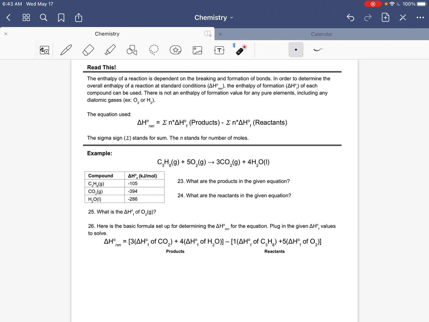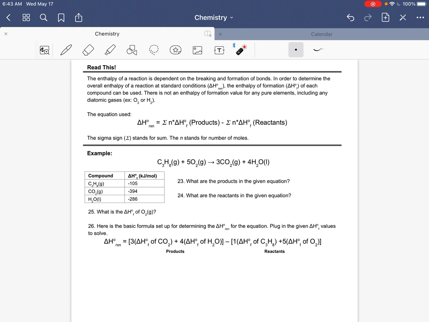I'm going to go over how to calculate the enthalpy of a reaction utilizing the enthalpy of formation. You should have gotten a chart that has common compounds and their enthalpy of formation. So this is just when these compounds are formed, what is the energy involved? So here is the equation.